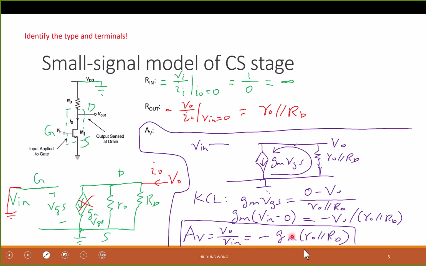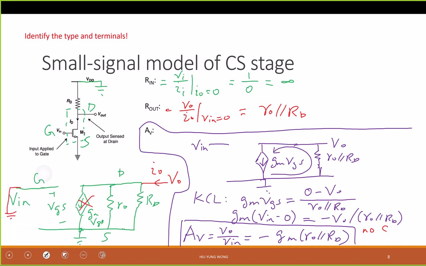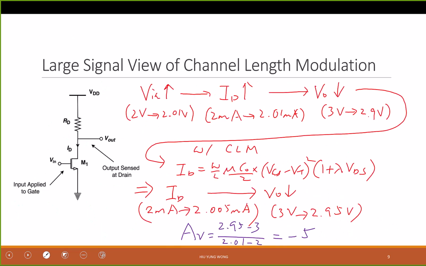Now you look at the gain, it's gm times R0 parallel RD. What is R0 when there's no channel length modulation? Forgot? Infinite. So it becomes only gm RD, right? If you have a resistor in parallel, it reduces the total resistance, right? So that's why when you have channel length modulation, you reduce the total resistance here. So your gain reduces. So I just want to bring this to your attention. Is that okay?